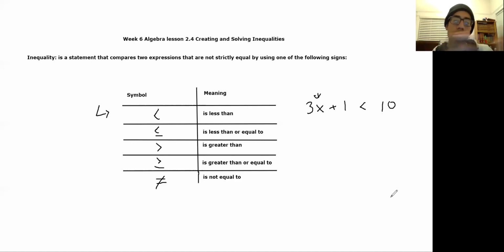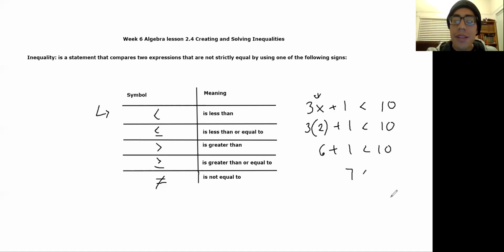Remember, we're reading this from left to right. So let's pretend that x was 2. 3 times 2 plus 1 is less than 10. 3 times 2 is 6, plus 1 is 7. 7 is less than 10. Is this true? Yes, it makes sense. 7 is a smaller number than 10, so this inequality makes sense.